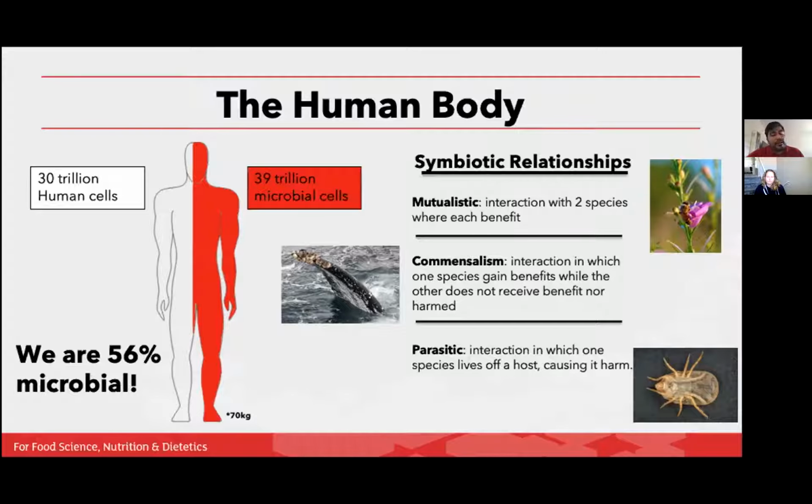Now, as we are kind of familiar with parasitic relationship, it's an interaction in which one species lives off a host, causing it harm. For instance, like a tick. Ticks, they extract blood and they do not provide any benefit, actually more harm to their host.